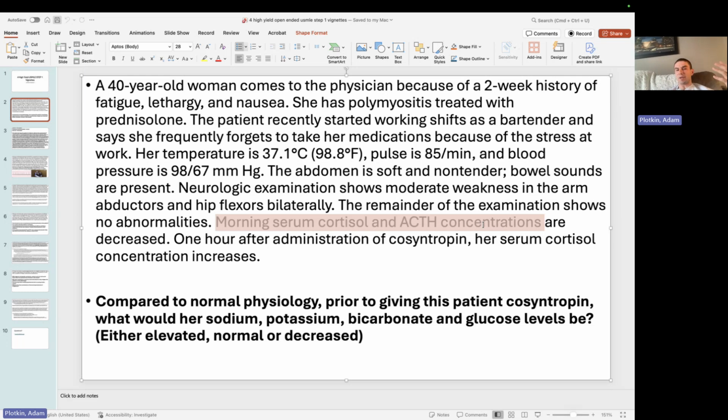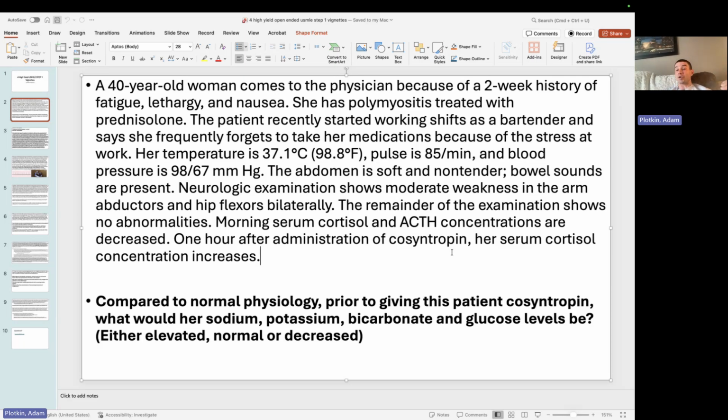So in this case, we have a suspicion of adrenal insufficiency. We have a suspicion that the hormone should be low, so we're going to check it when it should be high, which is in the morning. Her serum cortisol is low, and so is the ACTH. That right there already is keying me in that this is likely secondary adrenal insufficiency.